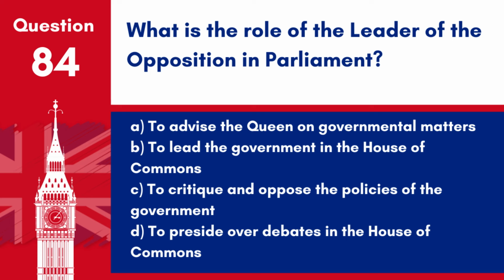Question 84. What is the role of the Leader of the Opposition in Parliament? A. To advise the Queen on governmental matters. B. To lead the government in the House of Commons. C. To critique and oppose the policies of the government. D. To preside over debates in the House of Commons. Answer: C. To critique and oppose the policies of the government. The Leader of the Opposition leads the main opposition party and offers an alternative to the policies of the government.